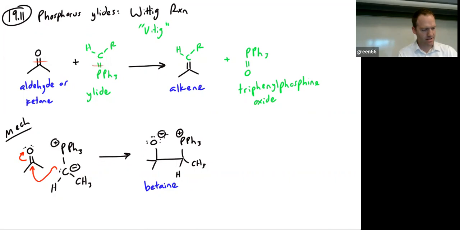It sure would make sense if this minus would attack that plus, right? This is just old pass and catch football, right? So negative charge here attacks that positive charge there. That's going to happen to make this four-membered ring.